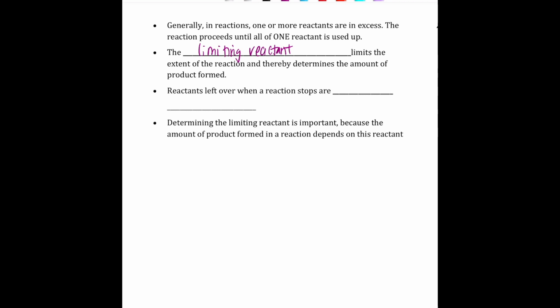That means the reactants left over when a reaction stops are called the excess reactants. We can think of excess reactants as the leftovers. Determining the limiting reactant is important because the amount of product formed depends upon that reactant. If we don't know the limiting reactant, we don't really know how much product is going to be formed.